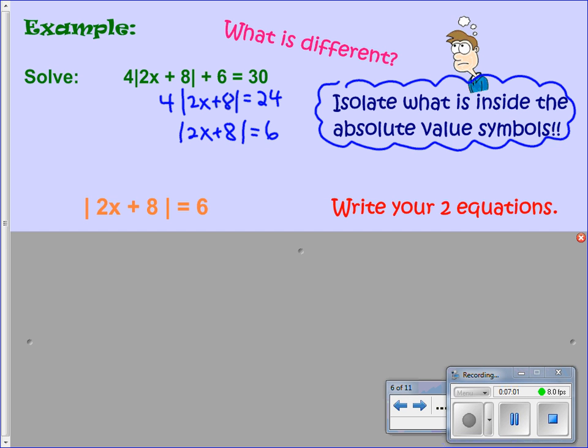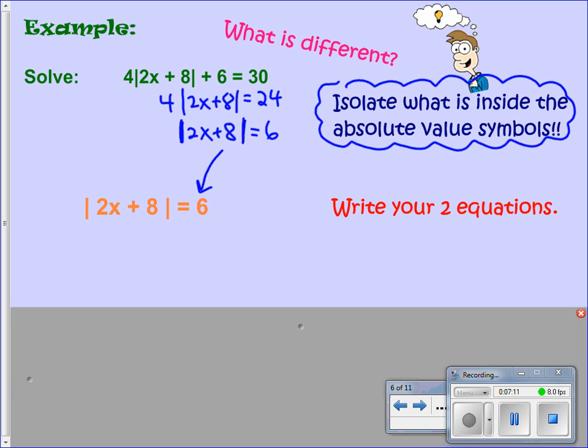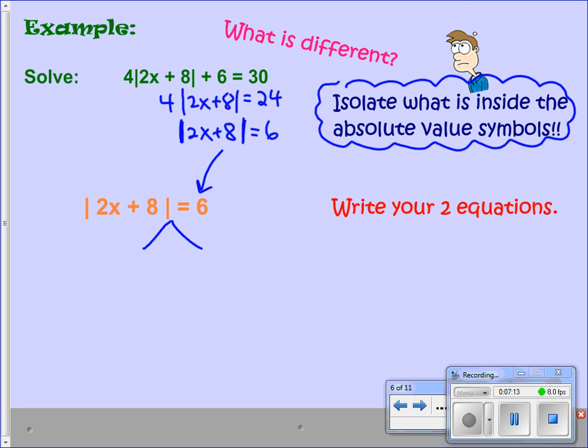Now you've got an absolute value expression. Now you can get to this. So get the absolute value expression by itself first. Now split up your two problems. So I've got a positive and a negative. 2x plus 8 can equal positive 6, or 2x plus 8 can equal negative 6, one or the other. And we'd solve both of these.